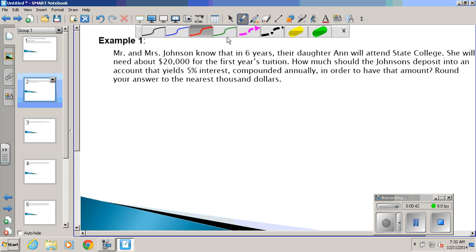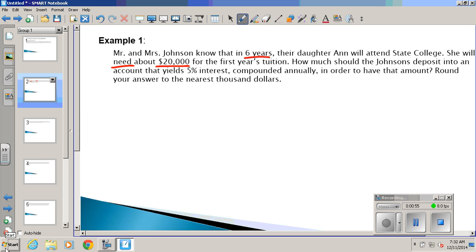Alright, so here we have, they're going to invest, they want to know in 6 years, so they're going to have money in there for 6 years. They need $20,000 for the first year's tuition, and it wants to know how much they should put into an account with 5% interest. Compounded annually, how much deposit? What you're looking for, how much deposit? So you're looking for their principal.